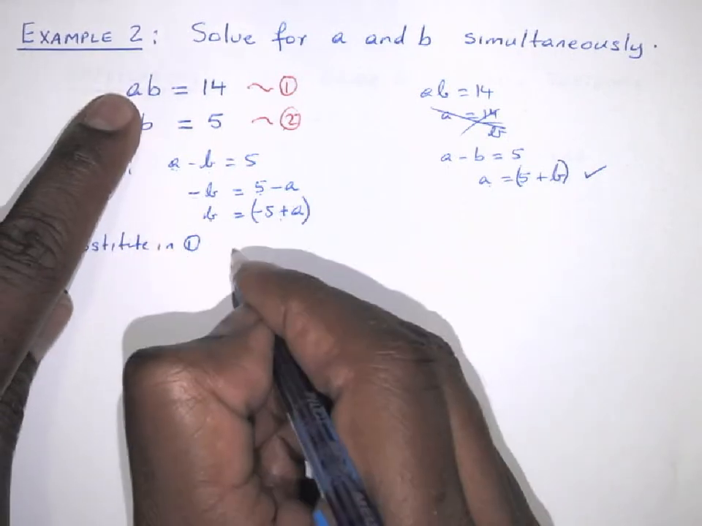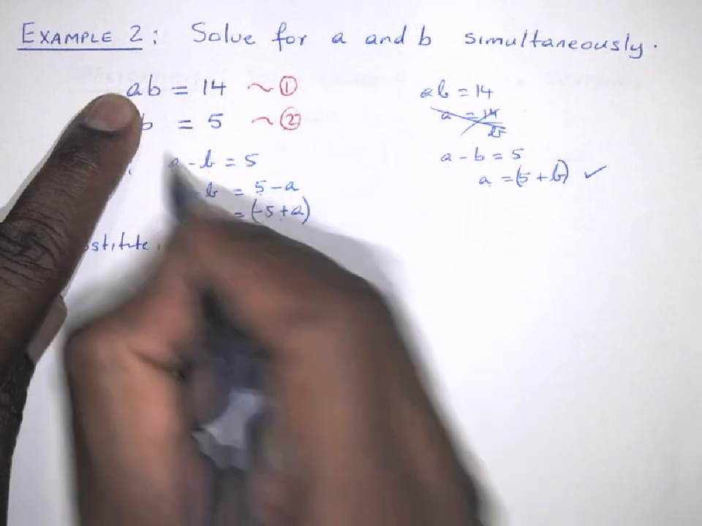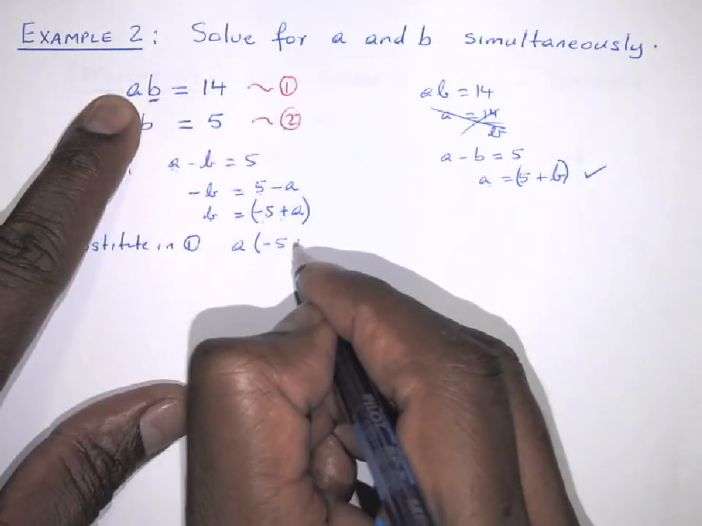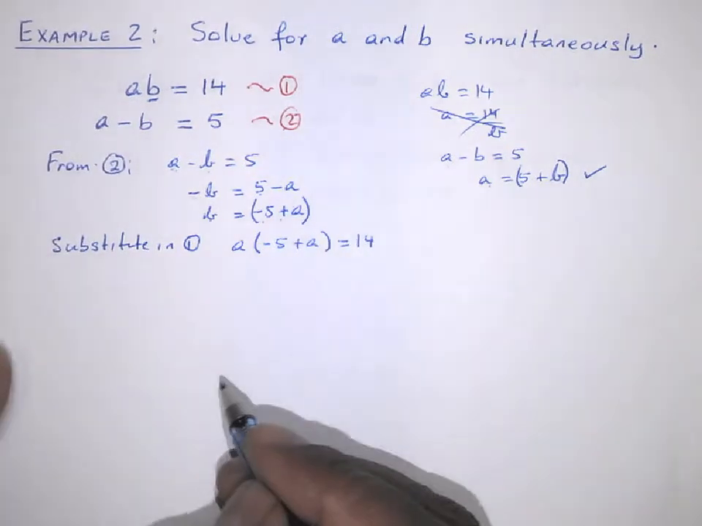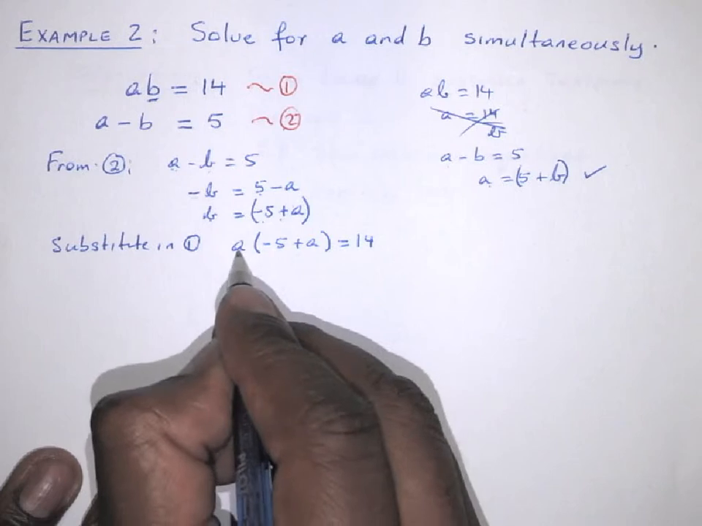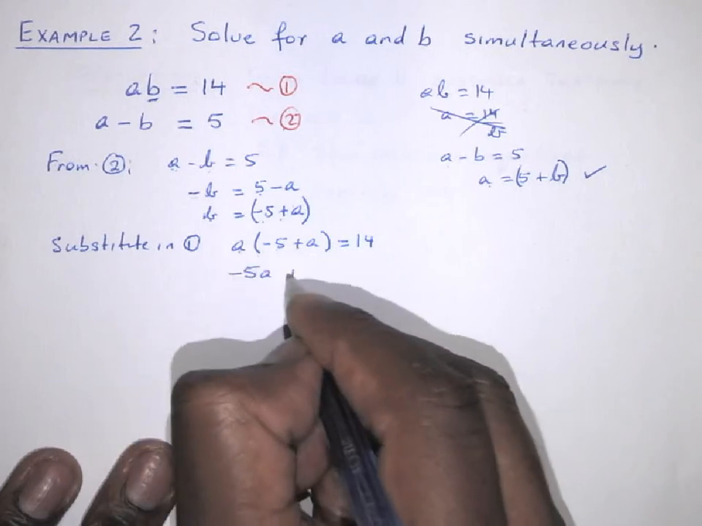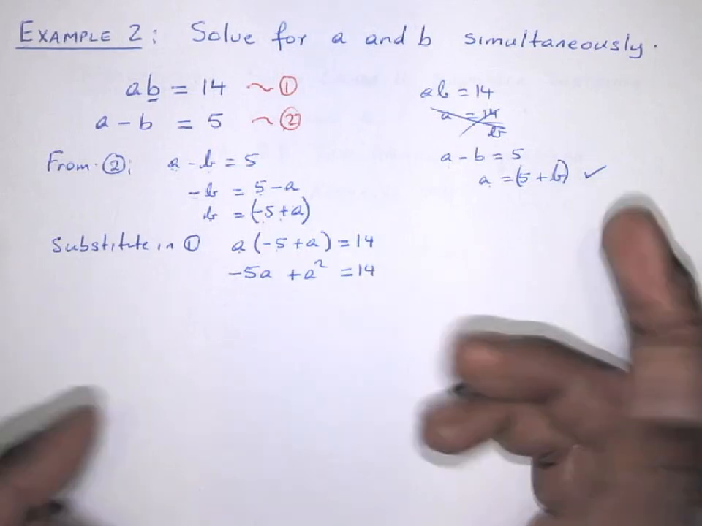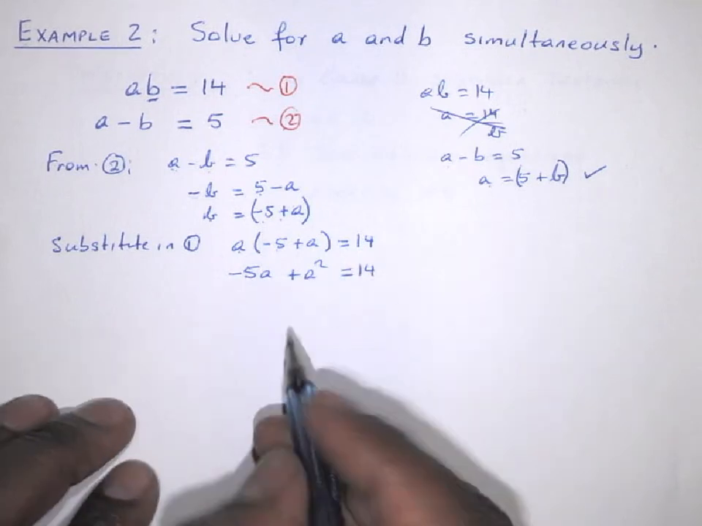So there is my a there. So a, then I times by b. So instead of b, I put this, which is minus 5, then plus a, and the answer is 14. Now what must I do now? I can remove brackets: this times this is minus 5a. This times this is plus a squared, which is equal to 14. What do we do now? We can see there's something squared there. We can rearrange and it becomes a quadratic.